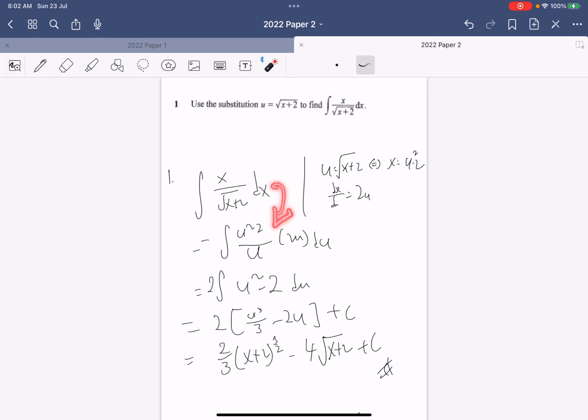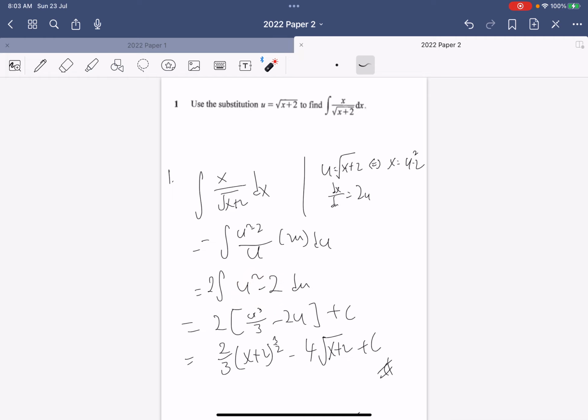The next step is substituting the x as u squared minus 2 and the bottom as u. But here is a dx, so we need to convert it to a du to integrate with respect to u. dx/du is 2u, so an easy way to remember is dx is 2u du in differential form. When you do it, you cancel the u, take out the 2, then you integrate u squared minus 2, which is easier.